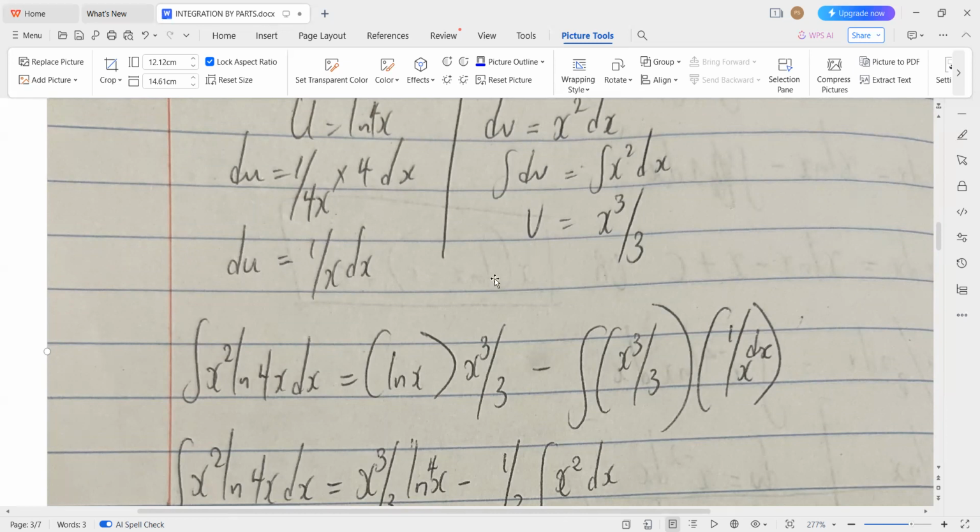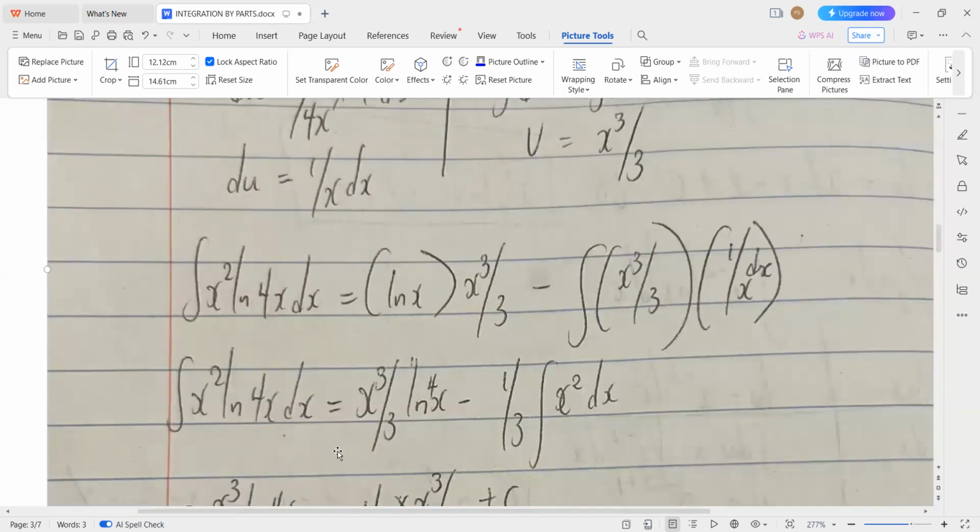So we then have x cubed over 3 natural log of 4x, as you can see, minus. Now, as I said here, this x cubed over 3 can be written as 1 over 3 times x raised to power 3. So I brought 1 over 3 outside the integral, so I'm left with what? x cubed over x, and x cubed over x is what? x squared, because one of the x cancels out the other, so you have x squared.